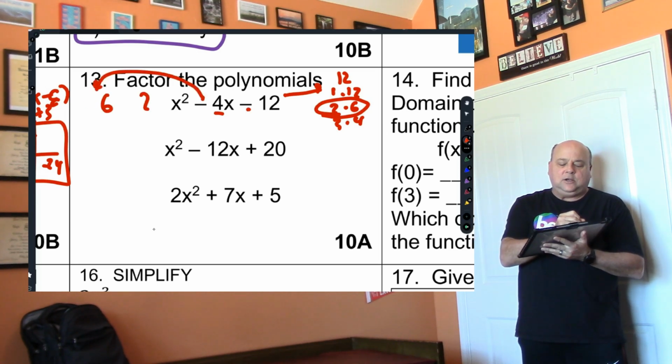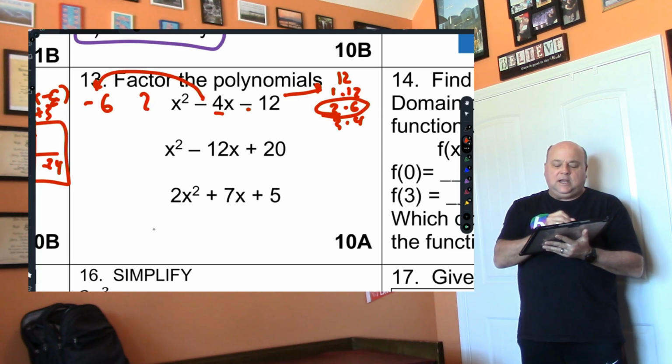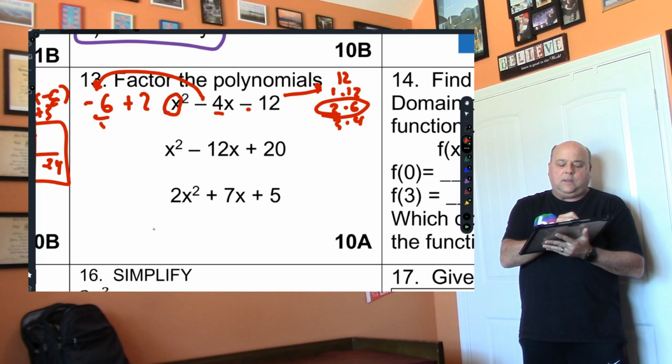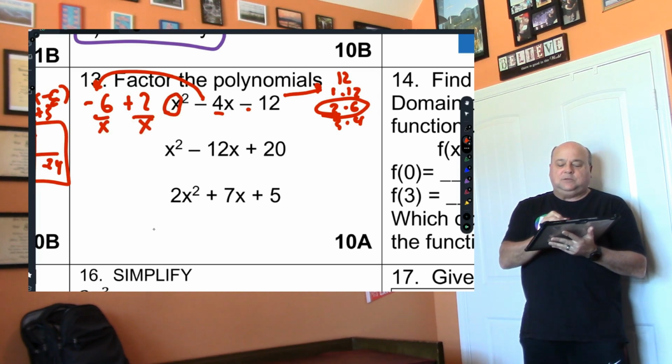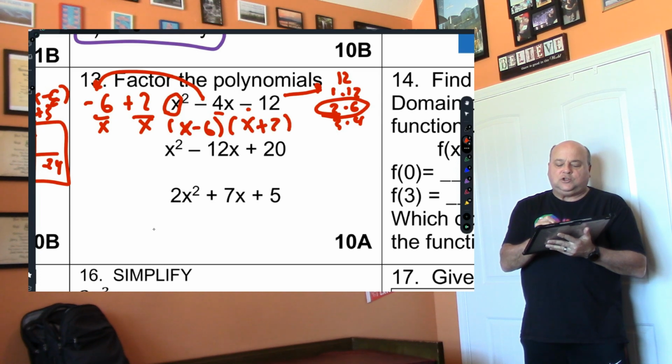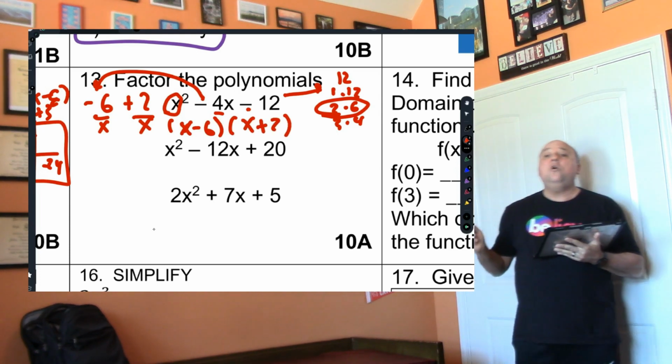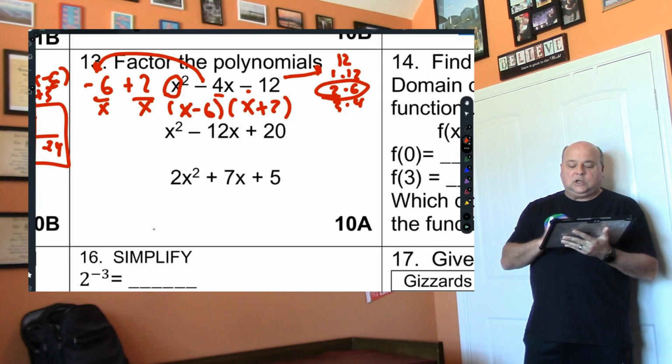The middle sign goes to the big number. I want to end up with 4, so I need a plus. This right here goes on the bottom. Now that I got my factors, negative 6 times 2 is a negative 12. x times x is x squared. These turn into your factors. So x minus 6 and x plus 2 are my factors. Let's go to the next one.